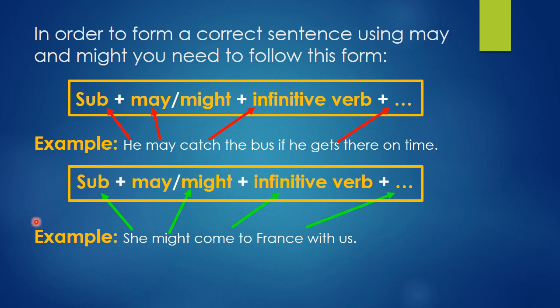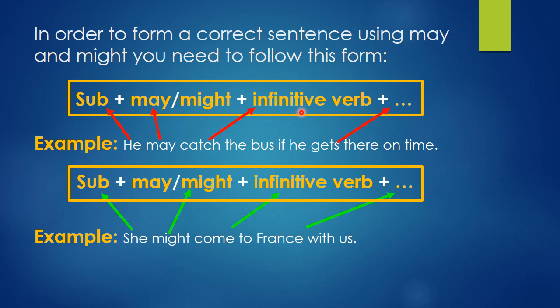Okay, so in order to form a correct sentence using may and might, you need to follow this form. You see here two forms, but they're actually the same one. At first we start with the subject. Then after the subject comes may or might. After may or might comes the infinitive verb. After the infinitive verb comes the rest of the sentence. Okay, so this is a very important point.